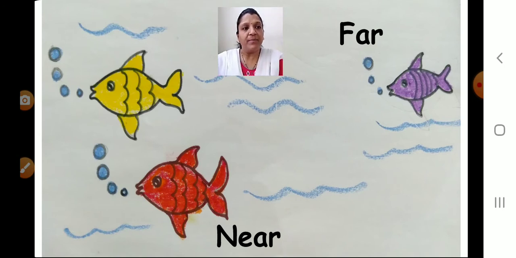And do you see a purple color fish? Where is it? Purple color fish is far from yellow fish. Got it? That means when there is a long distance, we say far, and when we are closer to someone or something, we say near. Understood, children? Okay. Now, let us see next slide.